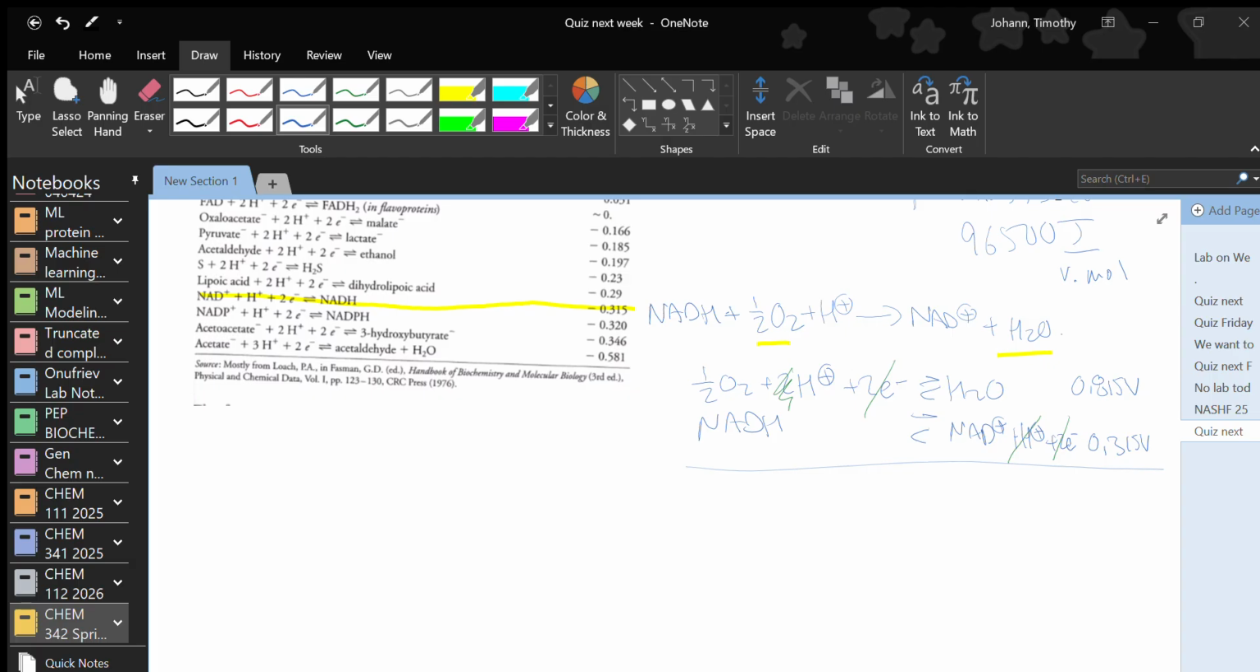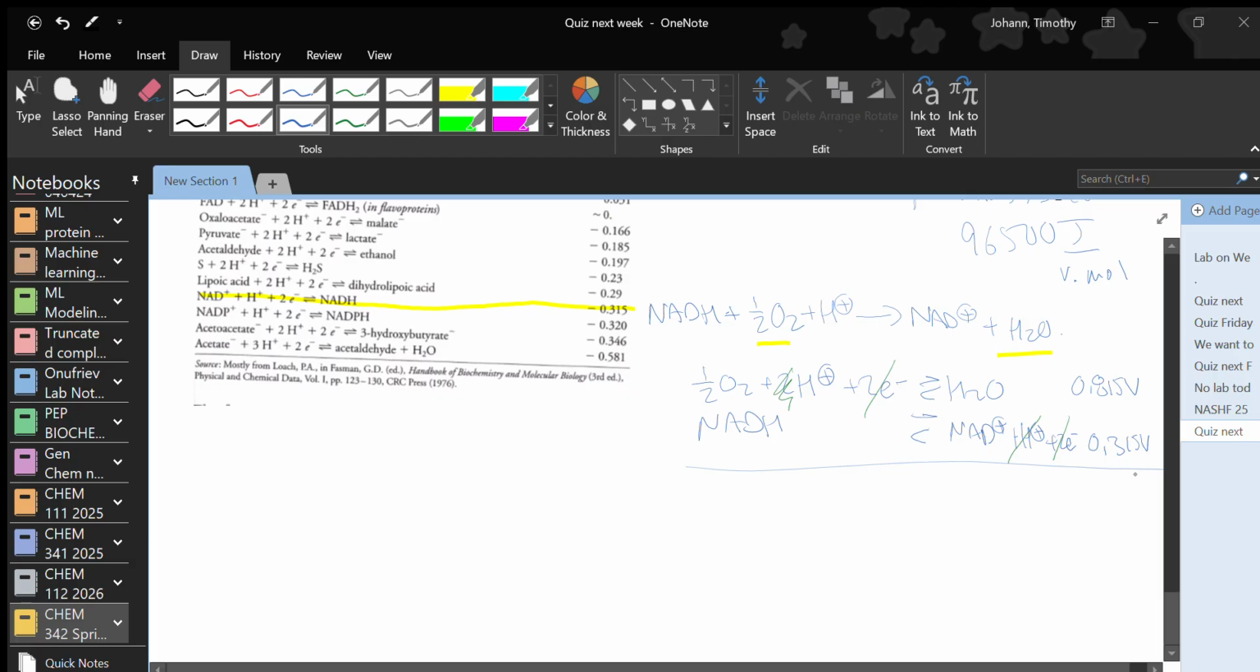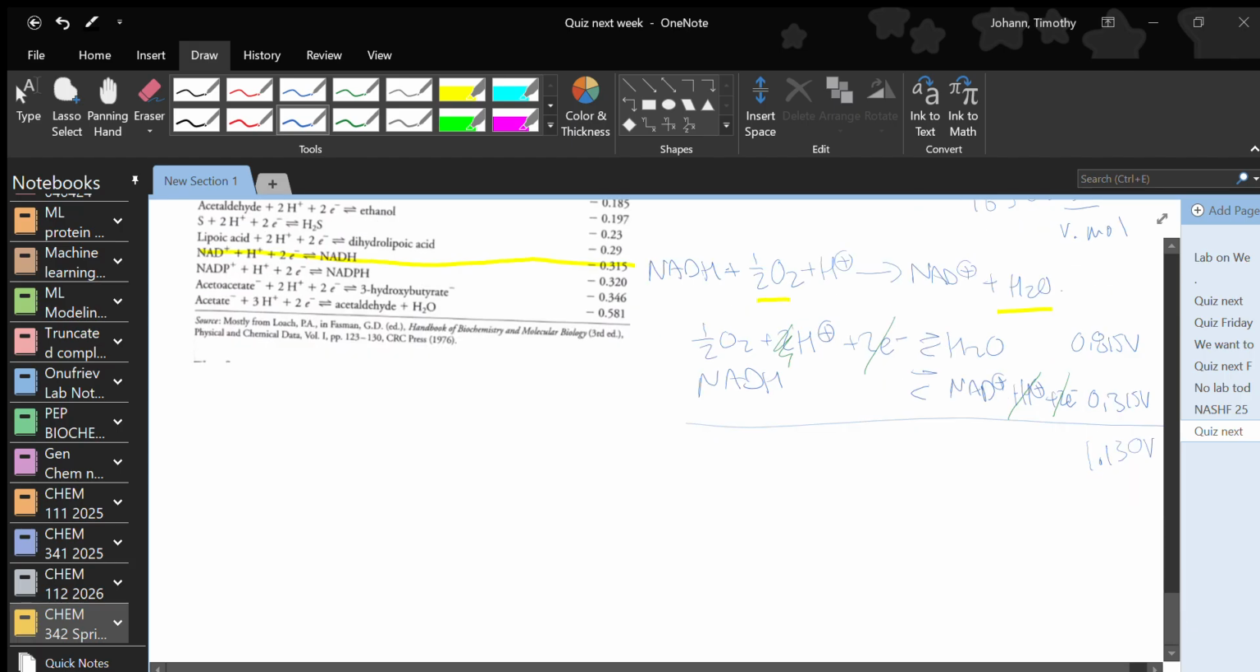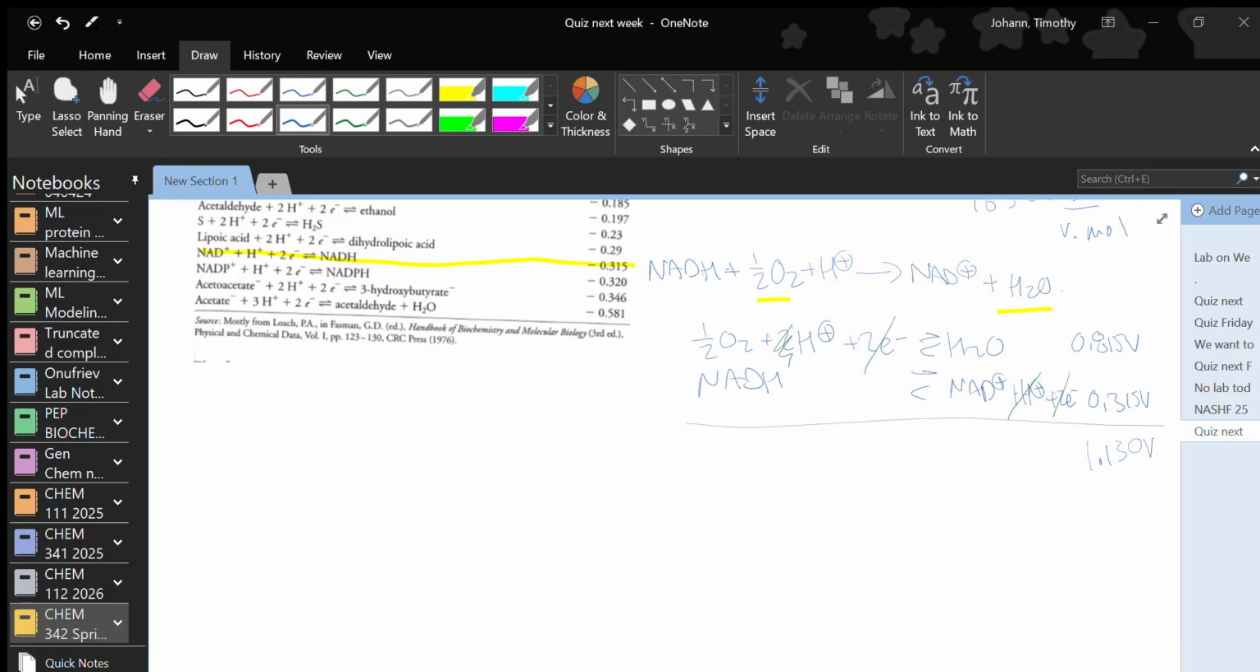Oh my God, I should be able to do that in my head. Oh, don't help. Is it a 3? 1.130 volts. There we go. I did it. Yeah, good. I only did it because I had to. So that's a more whopping 1.1 volts.